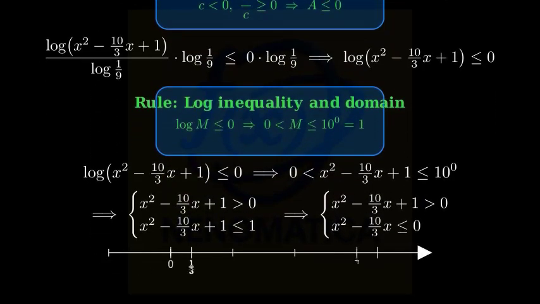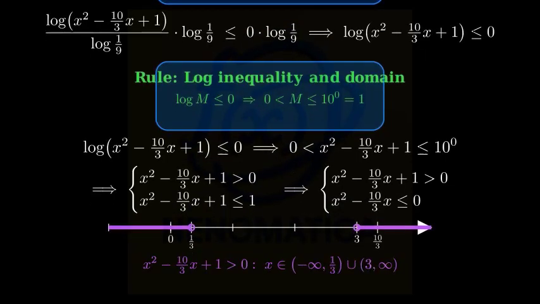Step 5. Solve the first inequality on a number line. We mark 0, 1/3, 3, and 10/3. The quadratic x squared minus 10/3 x plus 1 has roots at 1/3 and 3. Because the parabola opens upward, greater than 0 occurs outside the roots.